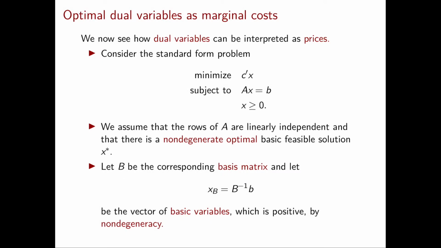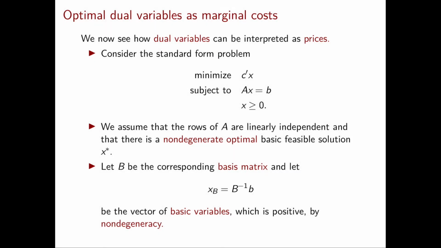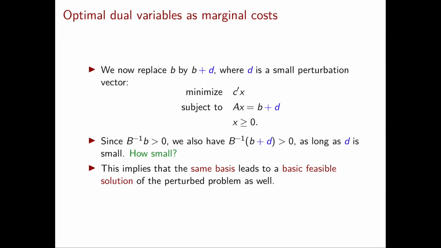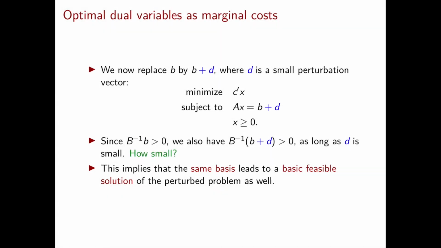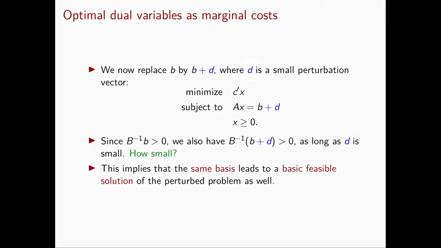Then we can use the matrix B to write down the basic variables as xB equal to B inverse b. Since we are assuming that X star is non-degenerate, we have that xB is strictly positive. Now we're going to slightly perturb the right-hand side vector b. So in our linear programming problem, we replace b with b plus d. The idea here is that every component of d is very small.